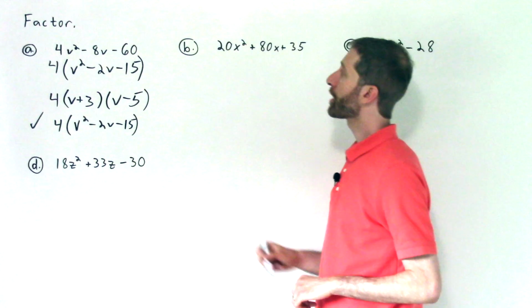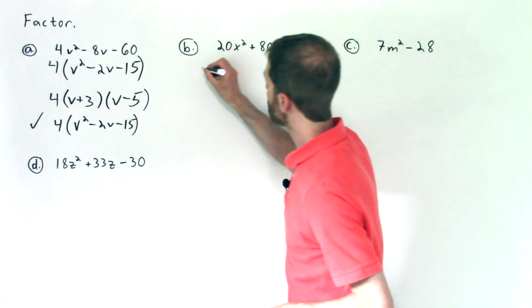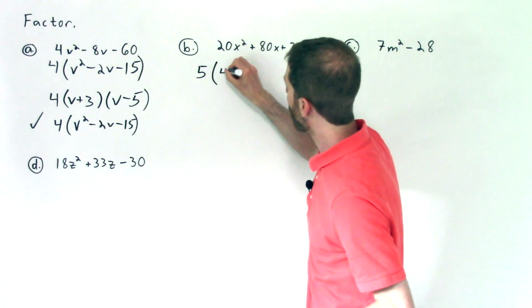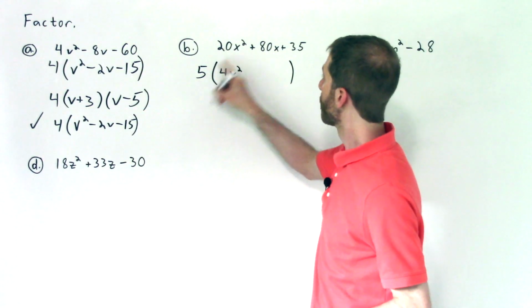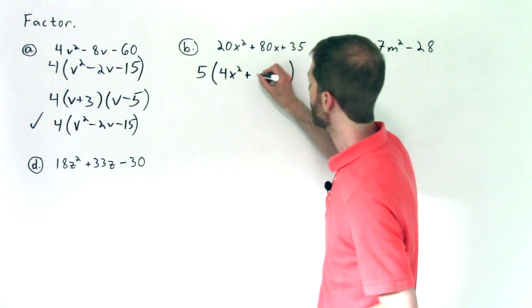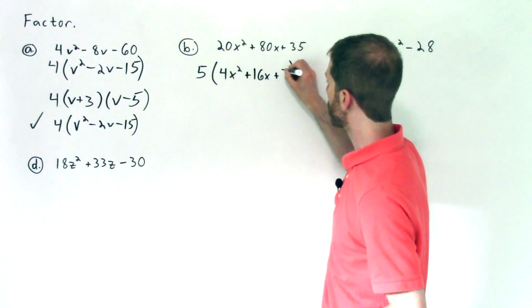All right, in letter B, again, there's a GCF. We're going to pull out 5. So I pull out the 5 from each of these terms. That's the GCF. 5 times 4x squared gives me the 20x squared back. 80 divided by 5, you might need a calculator, that's fine, is 16x. And then 5 times 7 would get me back to 35.